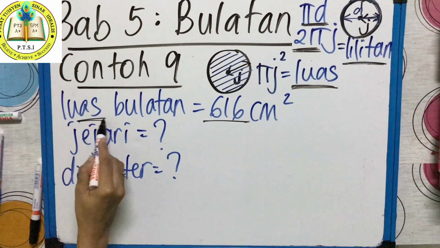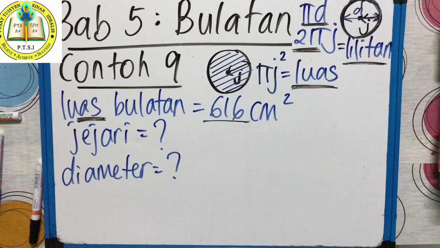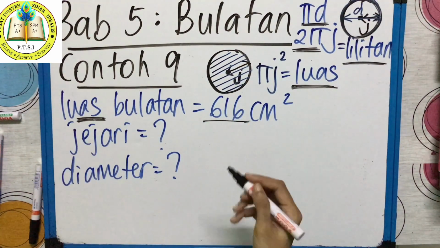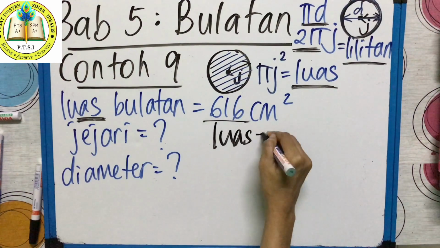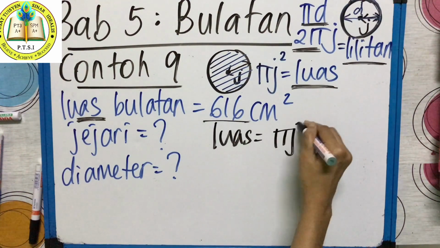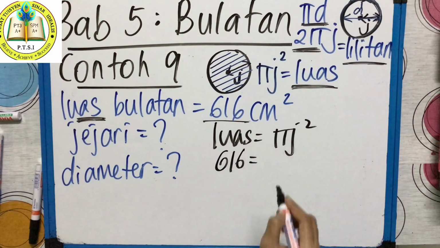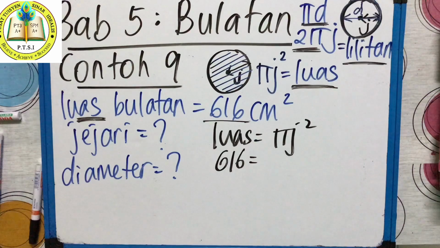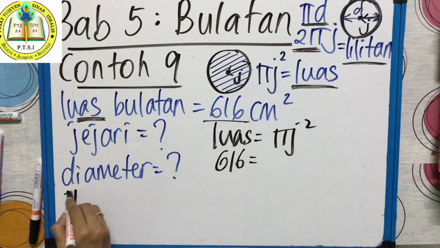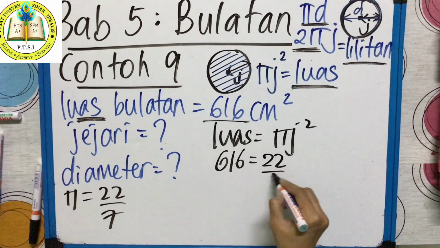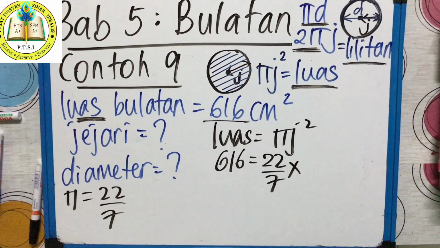So when they mention luas, automatically which formula must you take? This formula, sebab soalan minta luas. So teacher writes the formula. Luas equal pi j kuasa 2. Berapa luas diberi? 616 equal pi j kuasa 2. Did they give you the value of pi in the question? Yes. They gave you pi 22/7. Nilai pi 22/7, so use that. So pi 22/7 times jejari kuasa 2.